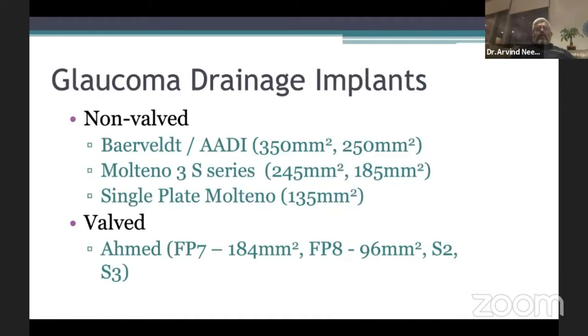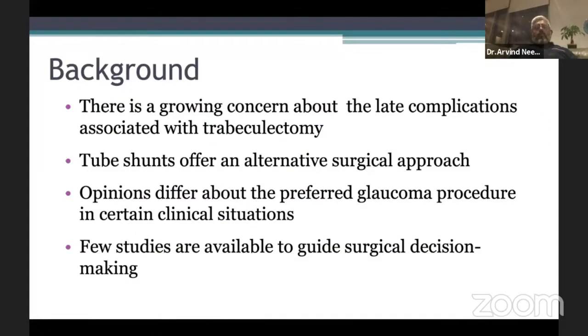So, currently available glaucoma drainage implants in the community can be divided into non-valved implants and valved implants. And essentially, we're going to be talking about non-valved implants because that's what the TVT study used. There was great concern when the TVT study was conceived, around 2005, 2006, that we were seeing long-term complications of mitomycin use in trabeculectomy.